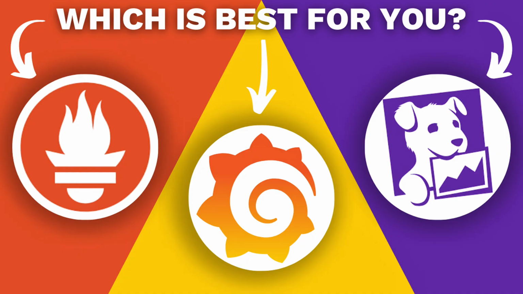So which is best in 2025? For control and open source flexibility, Prometheus with Grafana is a strong combo. But if you want an all-in-one hands-off experience, Datadog is tough to beat.